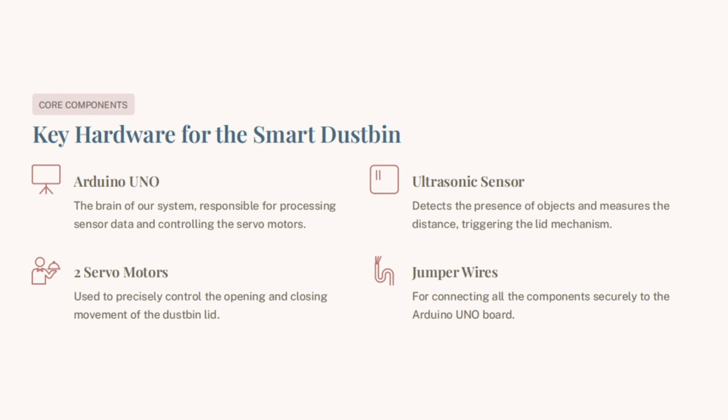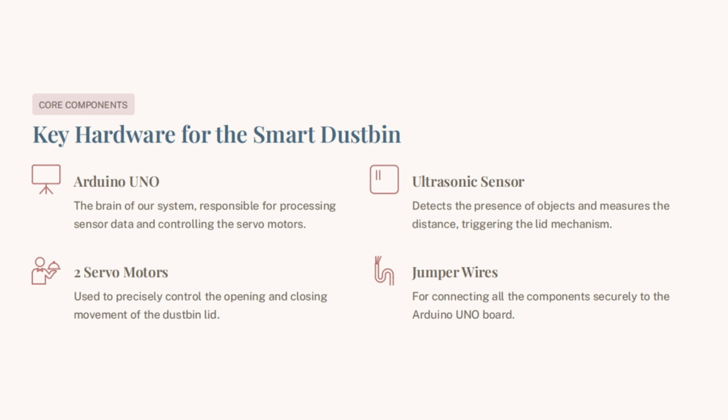We break down the specific hardware components that form the core of our smart dustbin. Each piece of hardware has been chosen for its reliability and precision, working together to create a seamless automated experience. Arduino Uno, ultrasonic sensor, two servo motors, and some jumper wires.